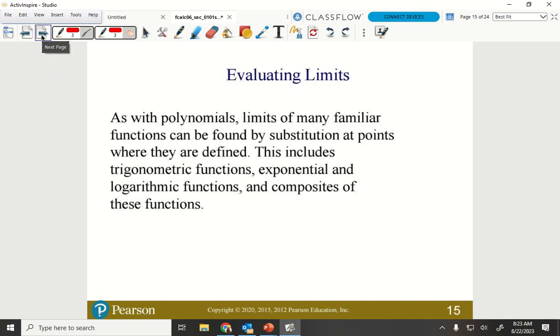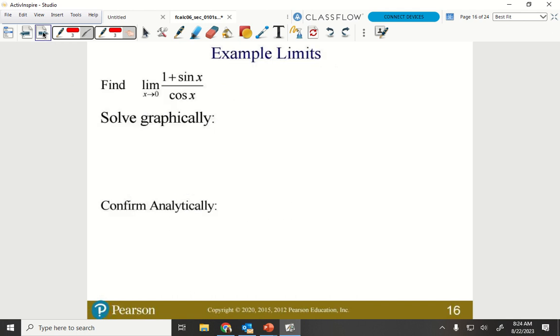So, evaluating limits. As with polynomials, limits of many familiar functions can be found by substitution at points where they are defined. This includes trigonometric functions, exponential and logarithmic functions, and composites of these functions. All right, so take out your calculators, and we're going to solve this one graphically. So 1 plus sine x over cosine x.